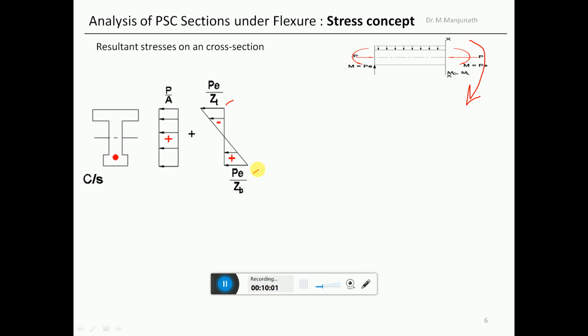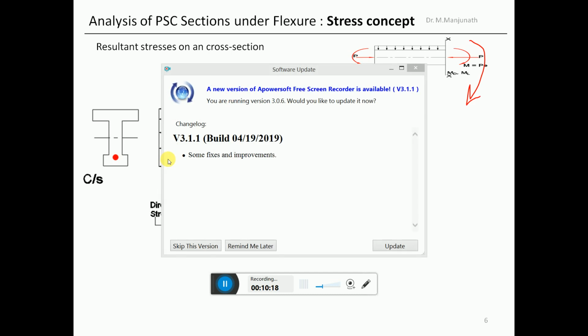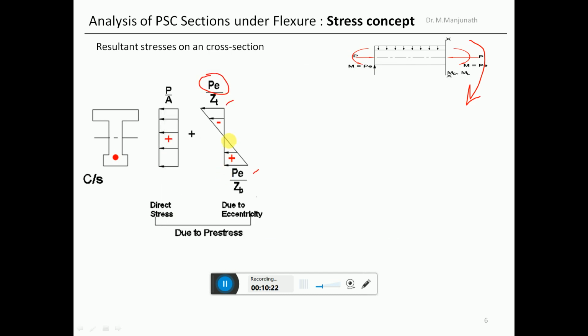and these stresses, as we have understood, are given by M upon Z. M is the moment, and the moment is due to the eccentricity of the prestress, which is P into E. So these are the stresses due to prestress: one due to the concentric force, and one due to the eccentricity of the prestressing force.